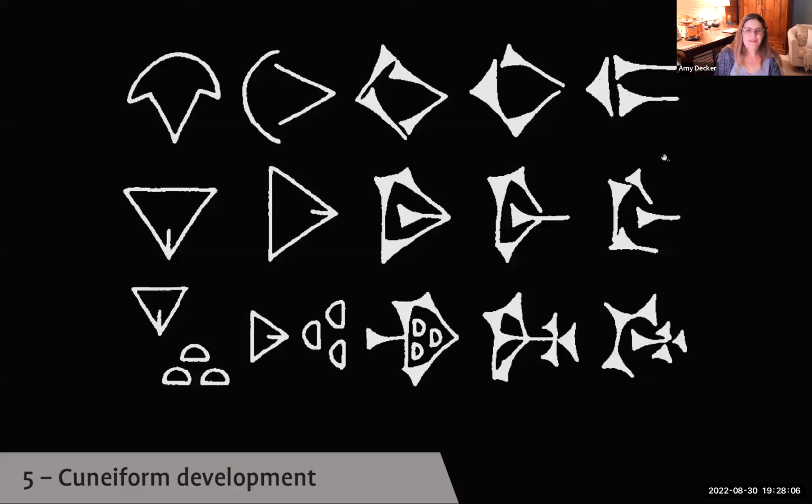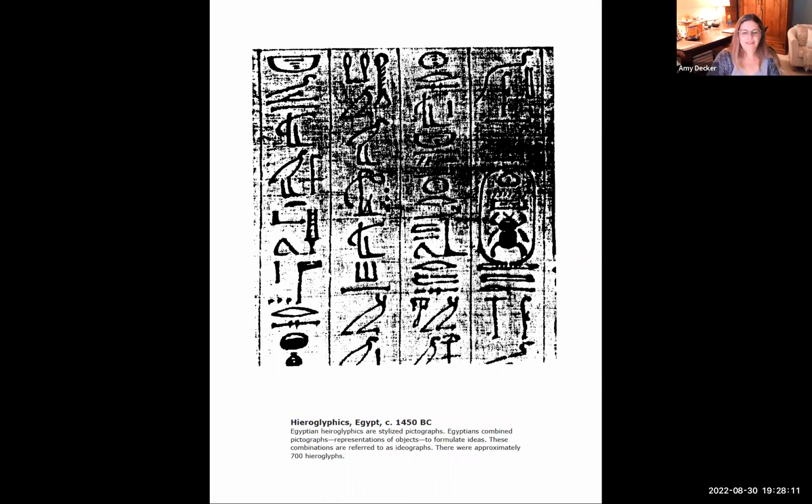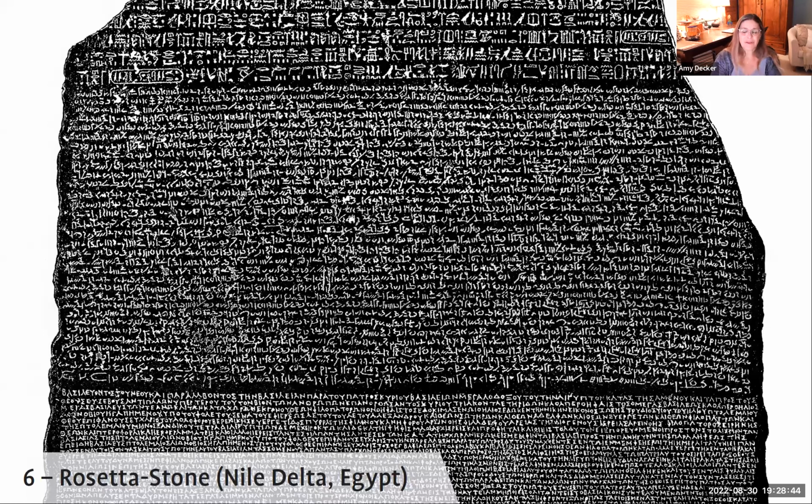So let's look at that cuneiform development. Here we have the hieroglyphics of Egypt, 1450 BC. Our stylized pictographs. Egyptians combined pictograms, representations of objects, to formulate ideas. These combinations are referred to as ideographs. There were approximately 700 hieroglyphs, so the number keeps rising. So imagine how much harder it is to remember and learn how to use these systems. They're getting more and more complicated. So that's telling us that fewer and fewer people are being able to communicate this way.